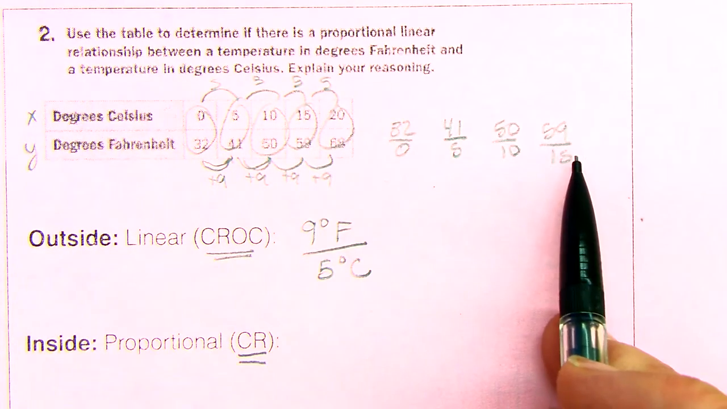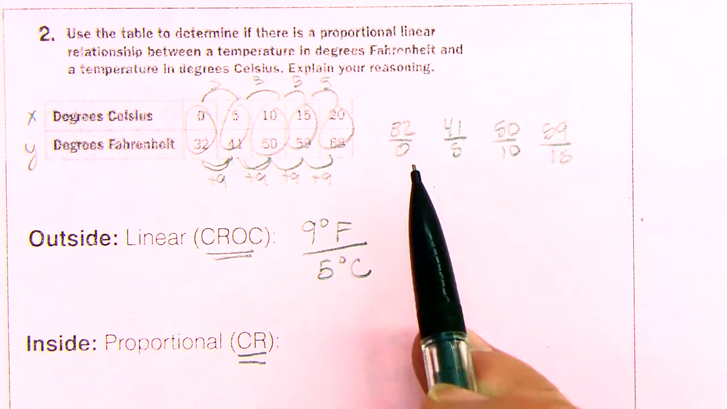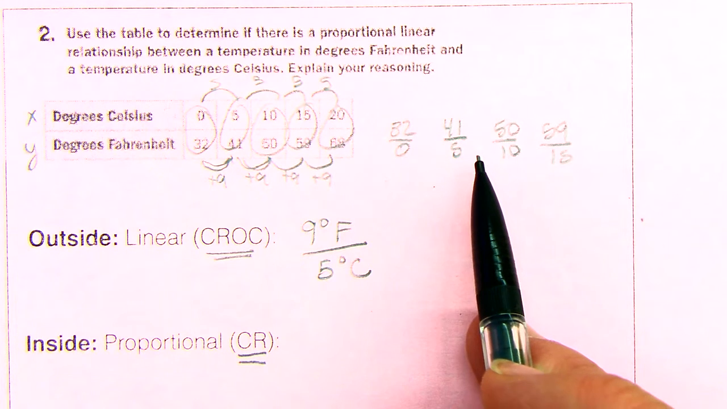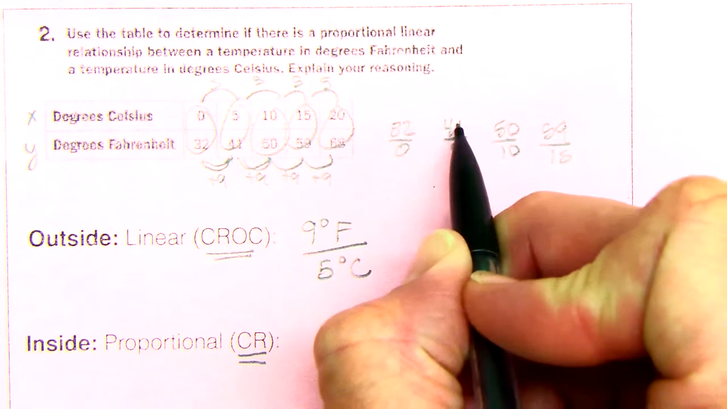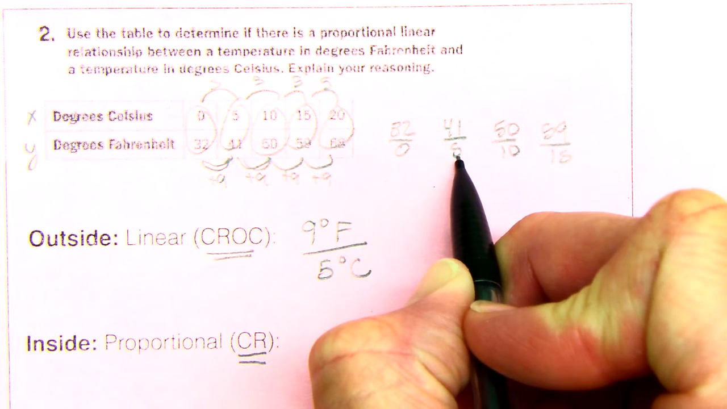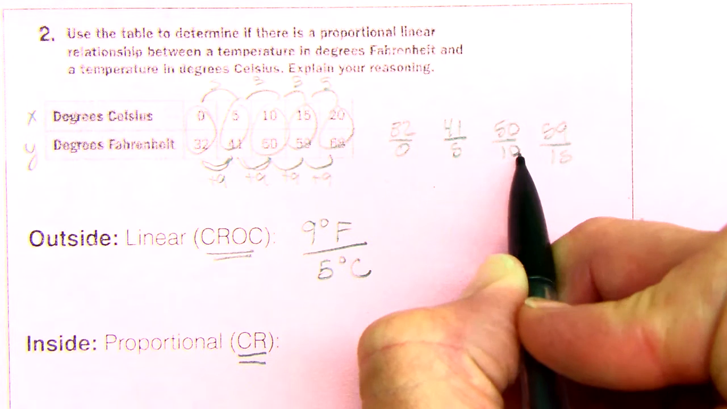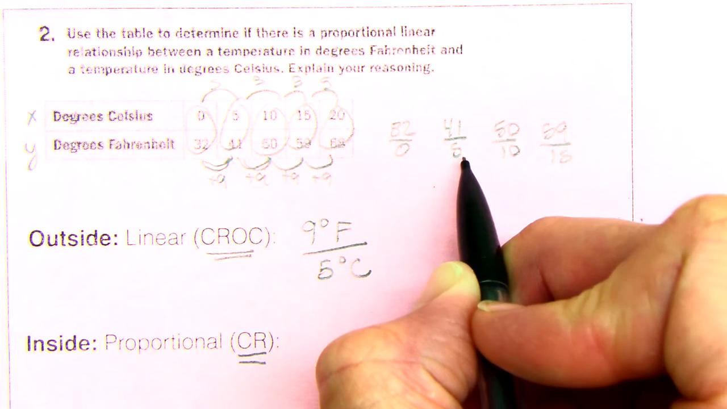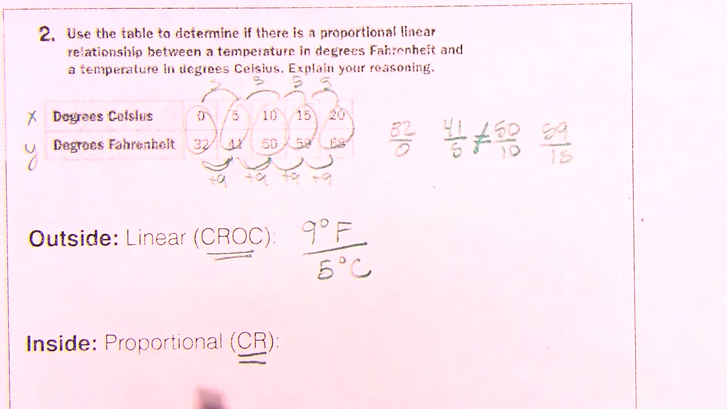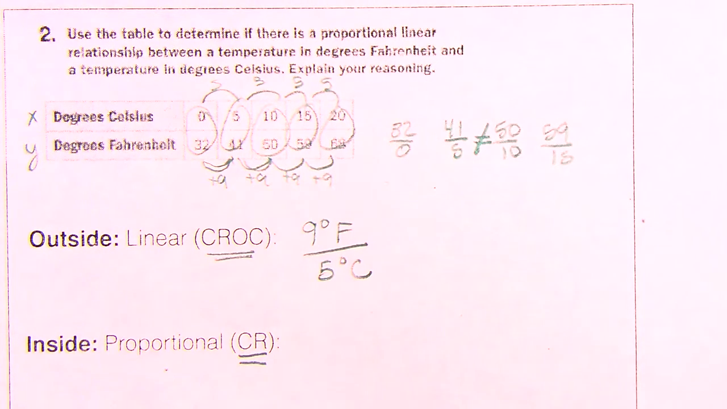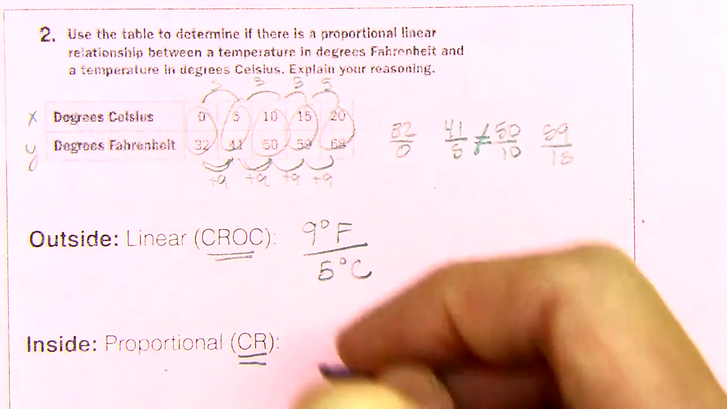And are they the same? Are they equal? Well, right off the bat, 50 over 10 is 5. 41 over 5, that is definitely not the same thing. They are not equal. So it is not proportional. It's still linear, but it is not proportional.